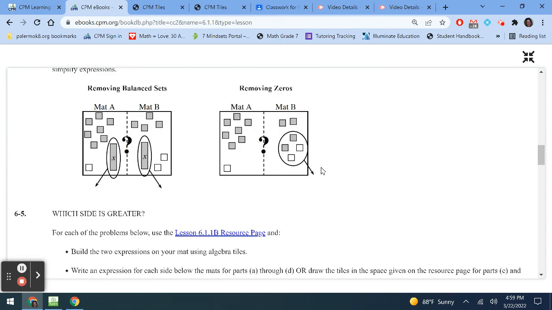So when they're talking about this, what they're saying is that we have to explain why these work. Why is it that we can remove balanced sets from each side and why we can remove zeros from one side? So on removing balanced sets, why does it work? Hopefully you're thinking that it's because we're removing the same quantity from both sides. And in doing that, it maintains the relationship still with mat A and with mat B.